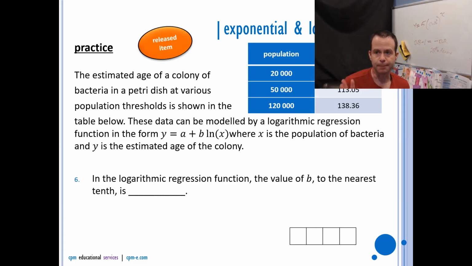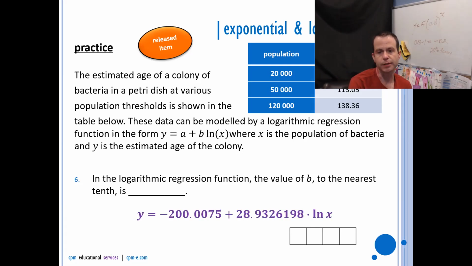So if you haven't done that yet, pause me before I show the answer. And the answer would be, you should have gotten -200.0075 plus 28.9326198 times ln x. And it asks for the value of b to the nearest 10th. So this is your b. And to the nearest 10th then would be 28.9. Okay.